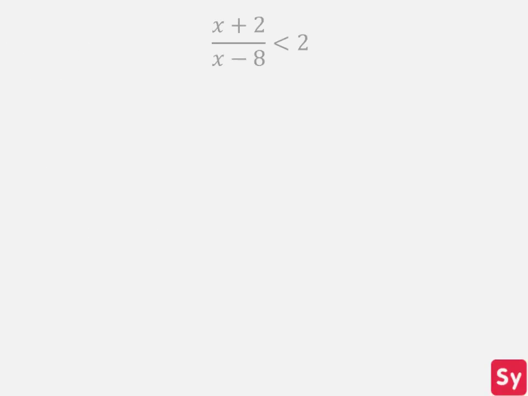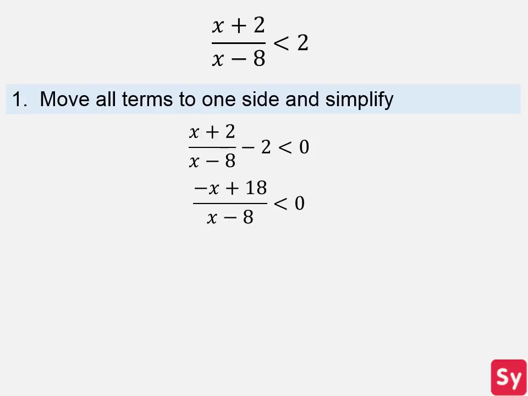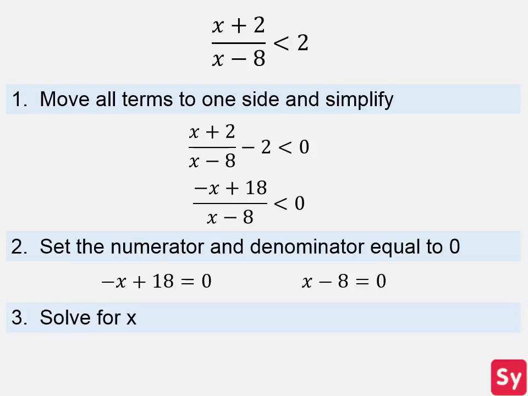Next example, we have (x + 2)/(x - 8) is less than 2. First, we move all terms to one side of the inequality and simplify. We subtract 2 from both sides. Then we simplify and get (-x + 18)/(x - 8) is less than 0. Next, we set the numerator and denominator equal to 0. Then we solve for x. We get x equals 18 and x equals 8.